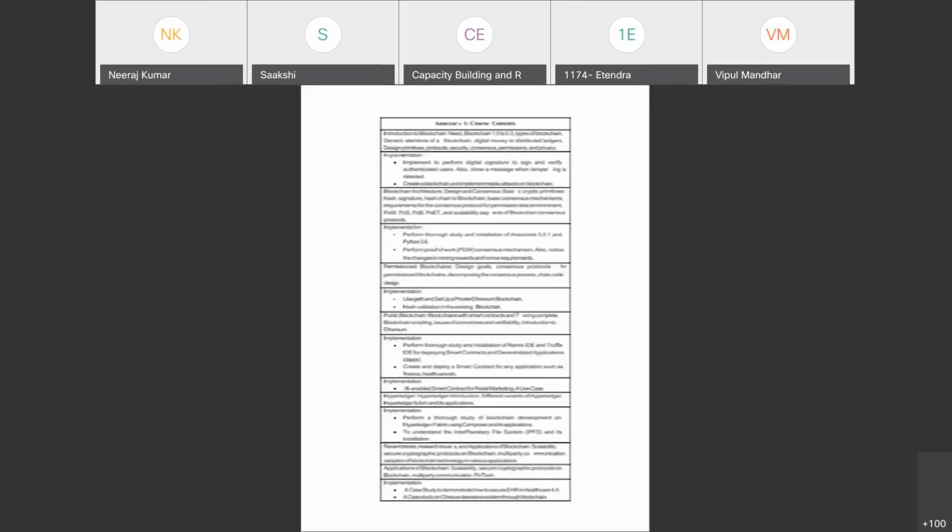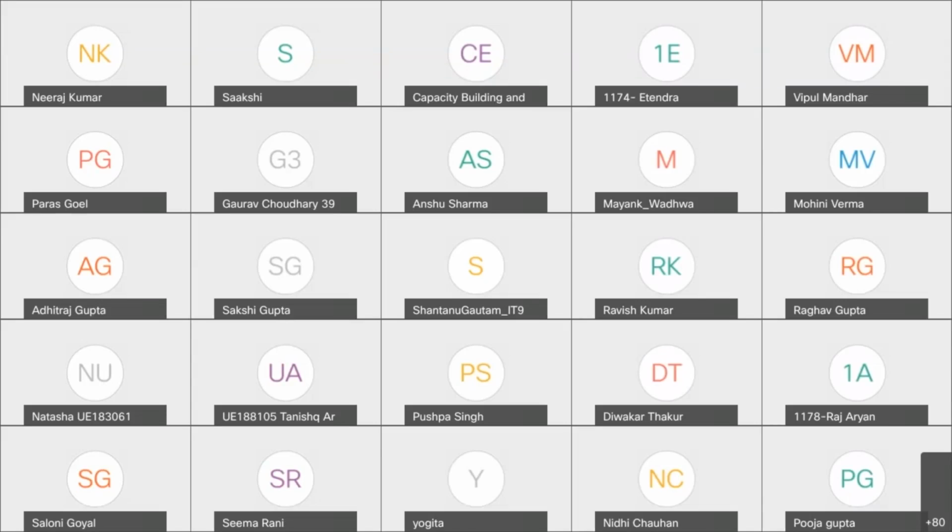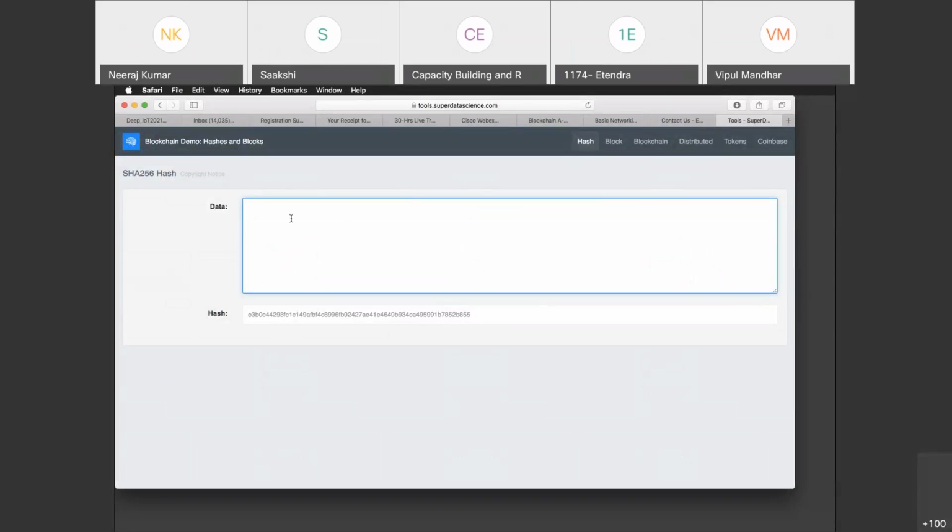So here I'm giving you one more thing to explore. You can see that I am adding some value, let's say I am Neeraj. You can see we are generating some hash value here, right? We are using this SHA-256 hash. You can see if I change even a single character, then we have a different hash value for this particular data.